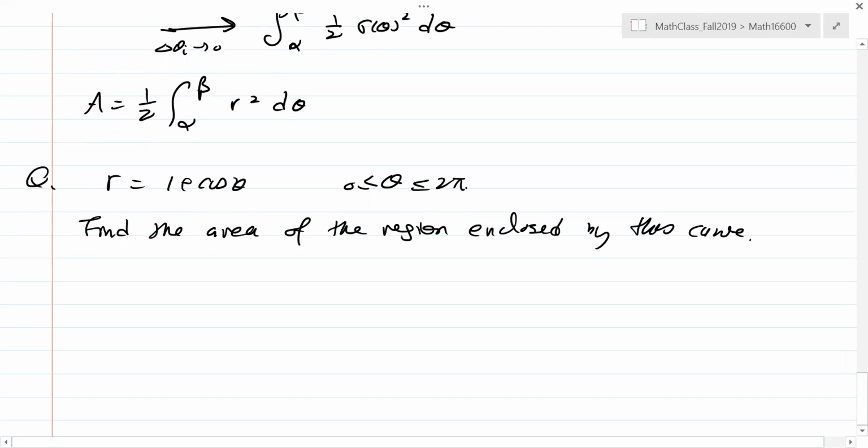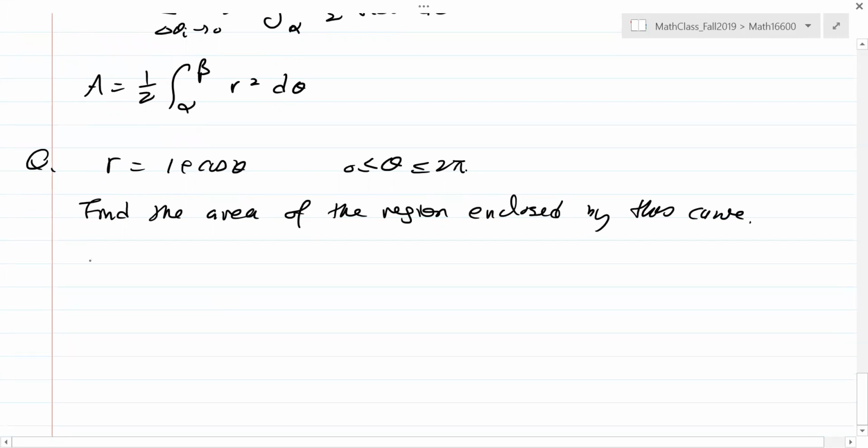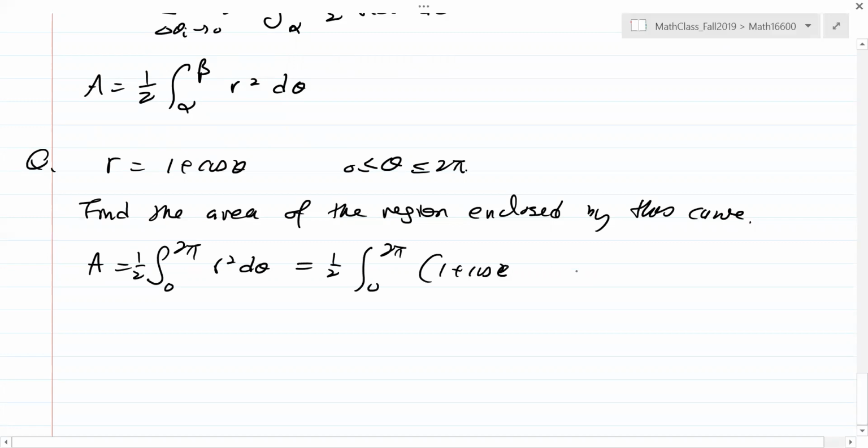Yeah, enclosed by this curve. Then you write down the formula. The formula says 2 pi r squared d theta. Now what is r? r is 1 plus cosine theta, so it's 1 plus cosine theta squared d theta.